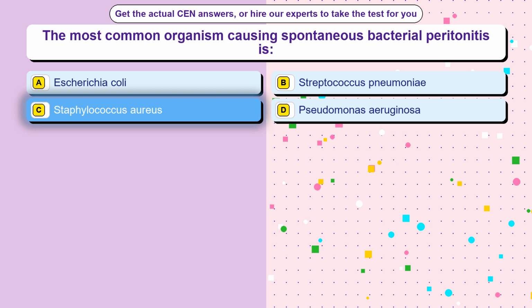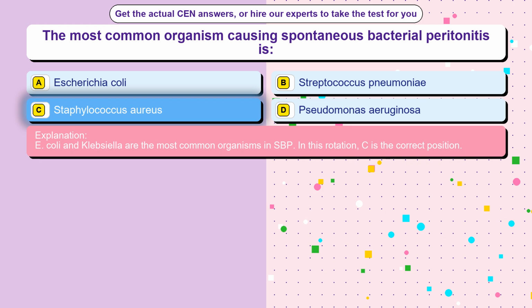Option D, Pseudomonas aeruginosa. The correct answer is option C, Staphylococcus aureus. E. coli and Klebsiella are the most common organisms in SBP. In this rotation, C is the correct position.